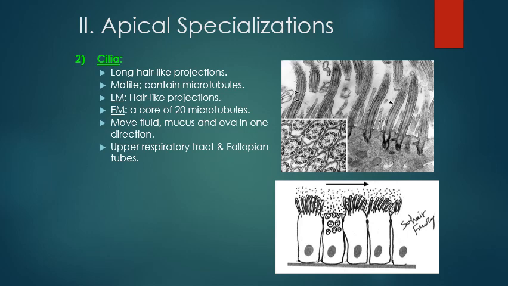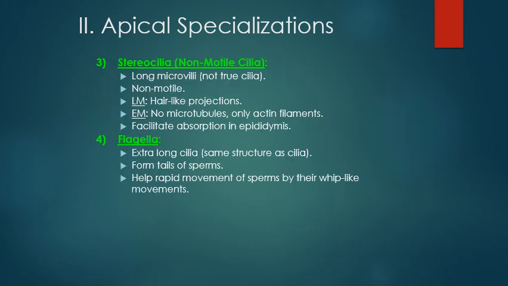Cilia are long, hair-like projections. They are motile and formed of microtubules. The shaft of the cilia is formed of 9 doublets and 2 singlets, and they are present in the upper respiratory tract and in the fallopian tube.